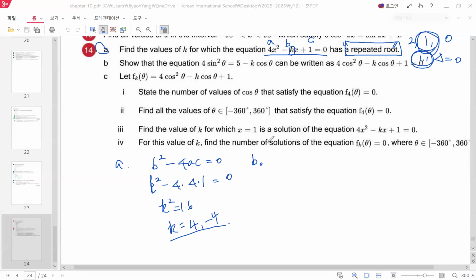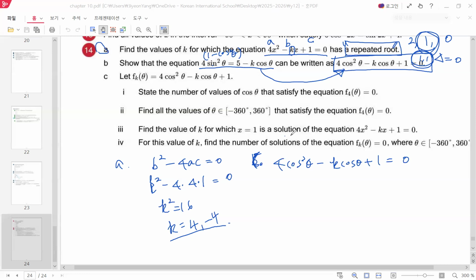And then part B, show this equation can be written as this equation. Students, you know, sine squared can be converted to 1 minus cosine squared. Do you understand? 1 minus cosine squared. And then you can find this equation easily. And question number C, 4 cosine squared theta minus k cosine theta plus 1 equals 0.